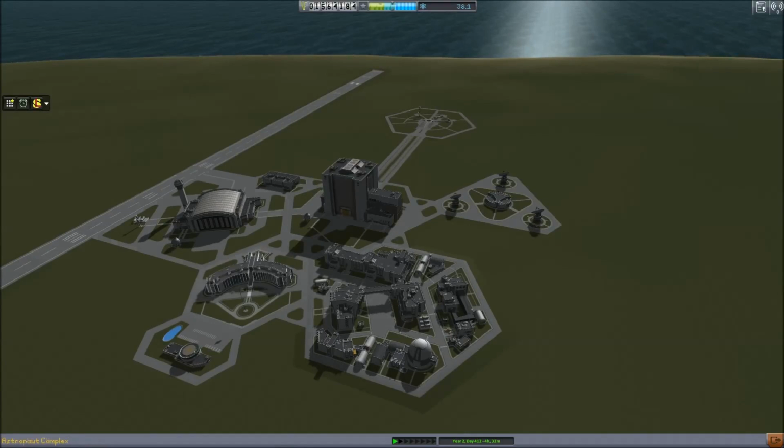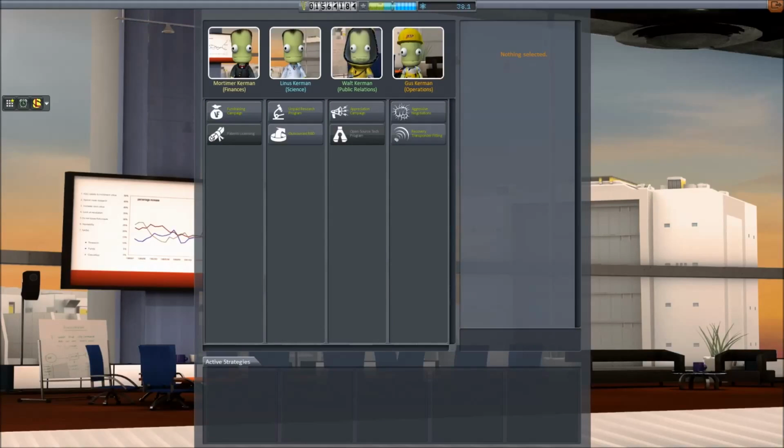I'll start with the most obvious one that I can think of, which is this new building down here. It's called the Administration Building. And, like the Mission Control Center, gives us the ability to do more things with our program. So, what is the Administration Building?